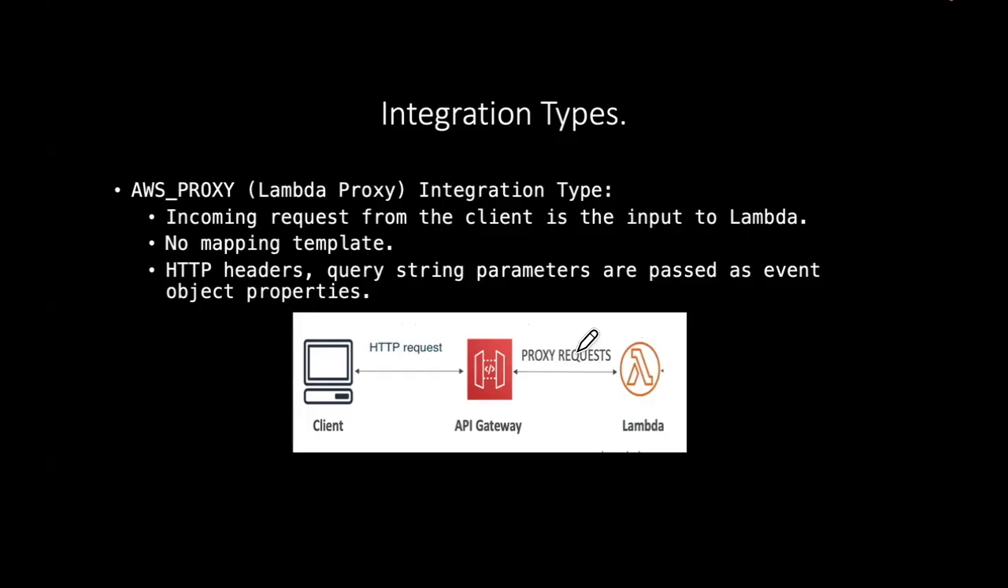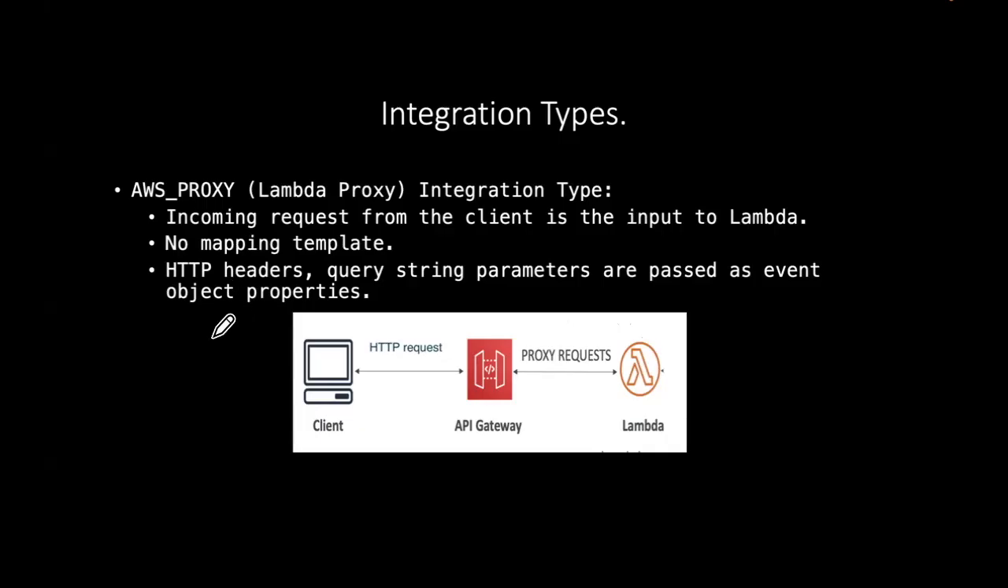But as we'll see in a while, the event object that it receives from API Gateway, so API Gateway is now essentially the source of the event that is going to trigger our Lambda. And the event object will essentially contain lots of information about the HTTP request that was the originator for the particular event.